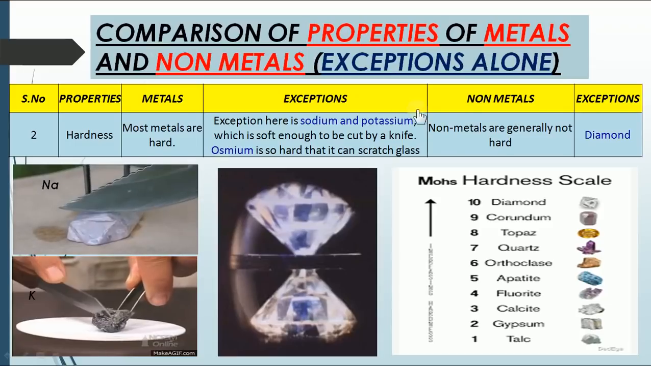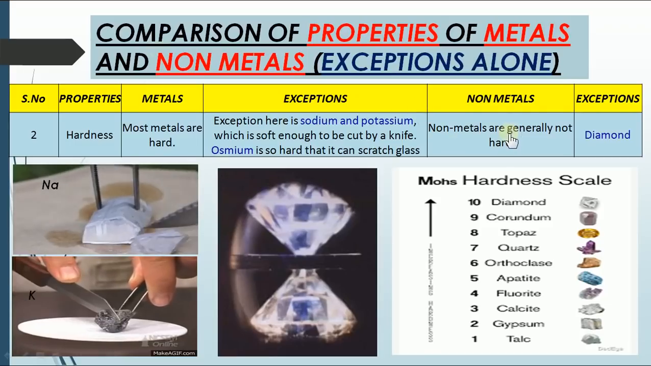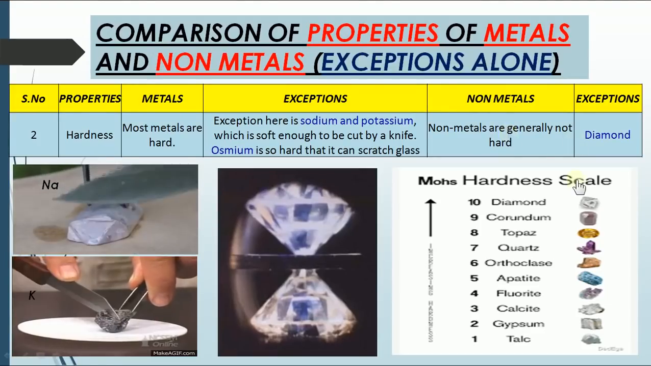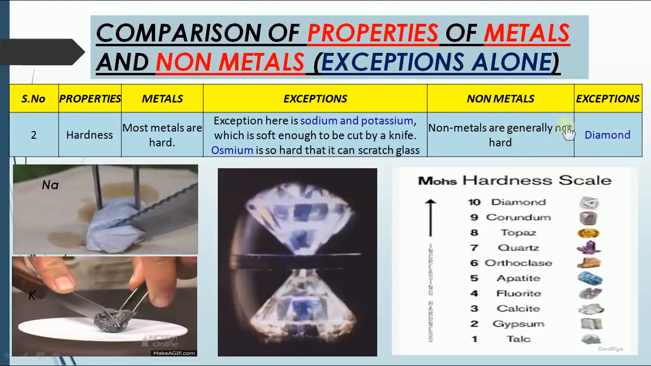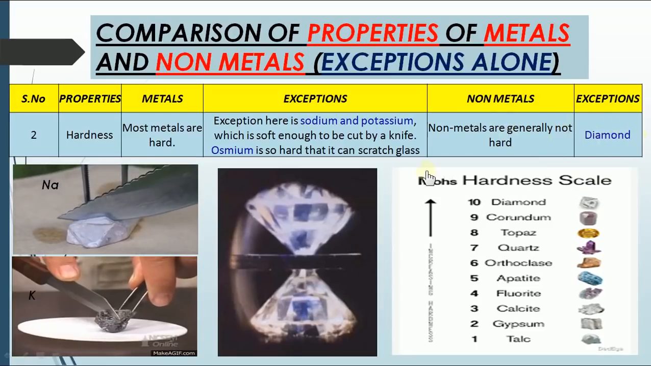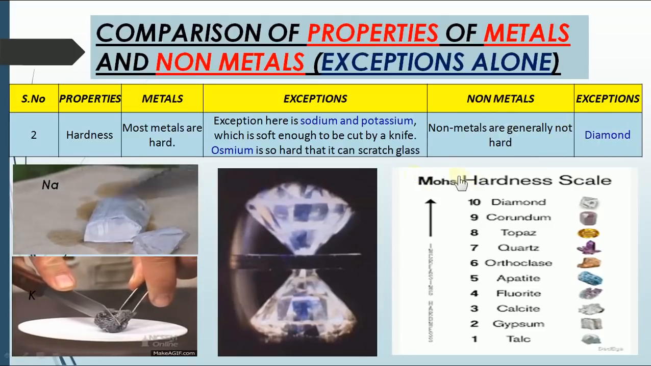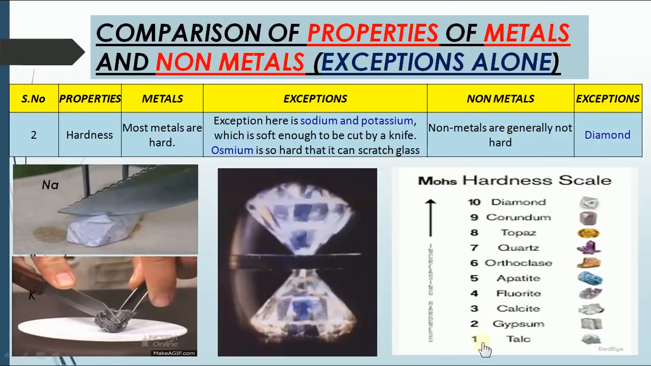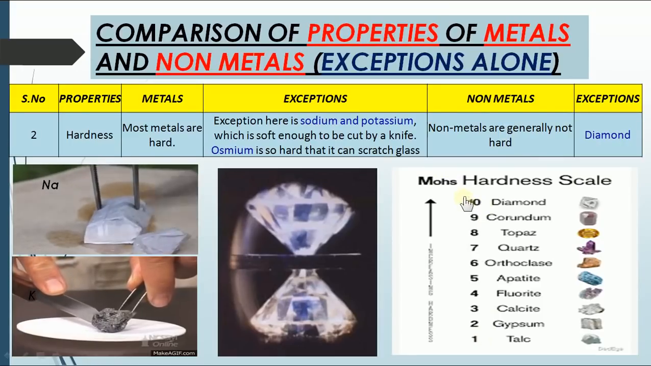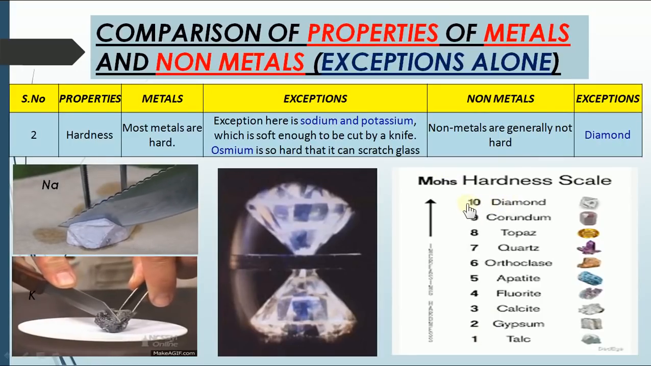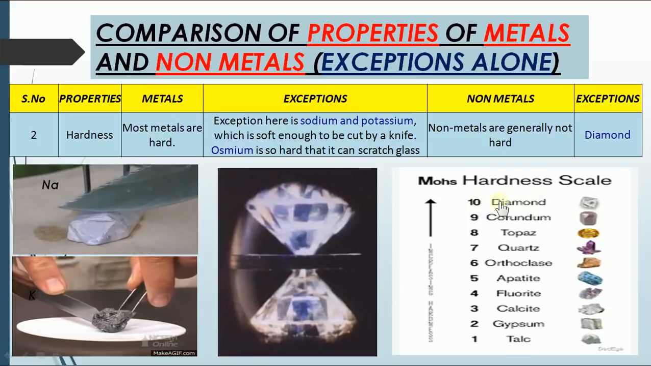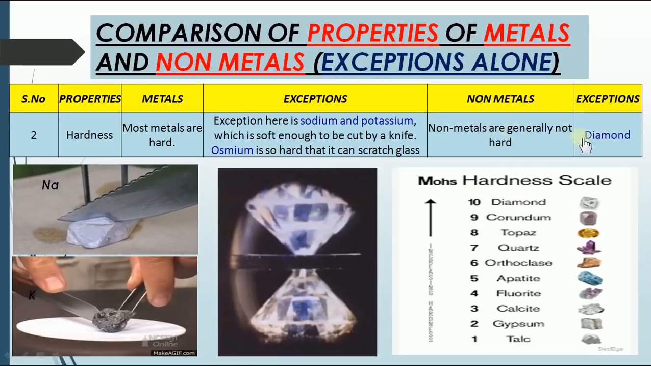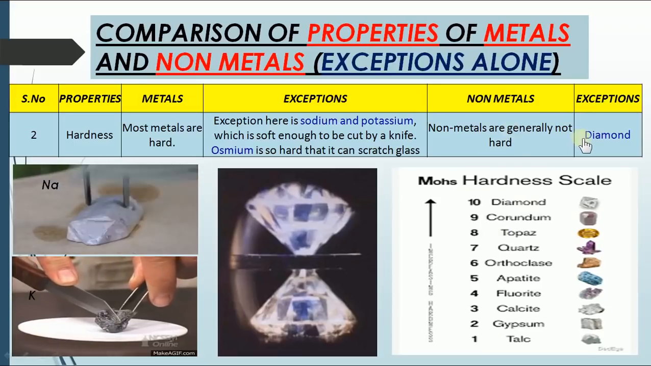Now compared to the non-metals. Out of the non-metals, all are soft, but the exception is diamond. We know diamond, cut diamond, that means very, very hard. The Mohs scale is one of the hardness scales. If you measure with it, diamond takes the topmost rank, that is 10. That means it's a very hard substance out of these 10. So this is an important one. Diamond is so hard to break.